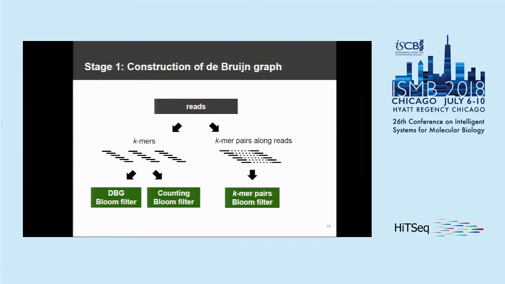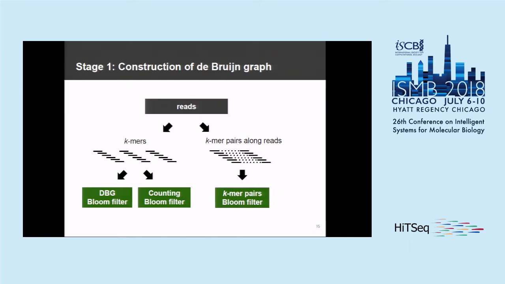In the first stage, to construct the de Bruijn graph, you take all the reads in your data set and break them into k-mers, which are subsequences of length k. These k-mers are used to populate the de Bruijn graph Bloom filter and the k-mer counting Bloom filter, which I have just told you about. At the same time, k-mer pairs along the reads are also stored in another Bloom filter.